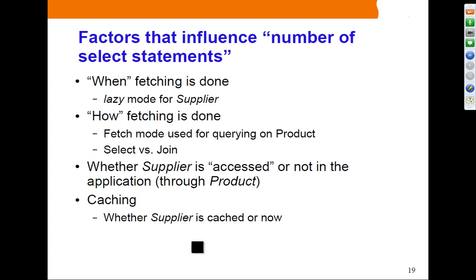In Hibernate, there are two different types of caching, first level caching and second level caching. First level caching is the default. It's enabled regardless, and you cannot turn it off. So the question is whether the supplier is cached in the first level cache or not. Okay, so these four factors will influence the number of select statements that are executed. We are going to try combinations of these things.